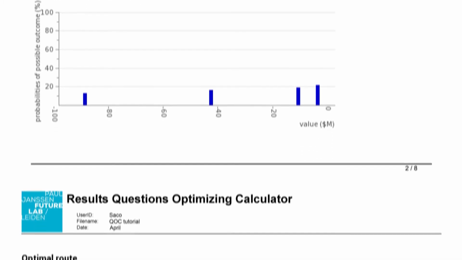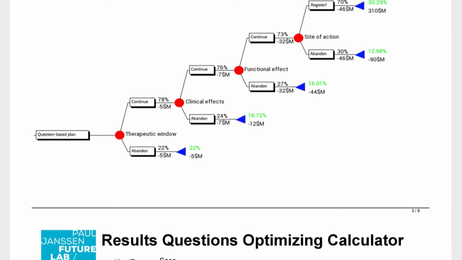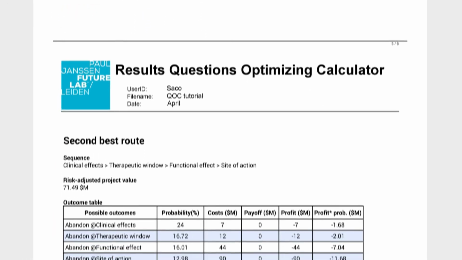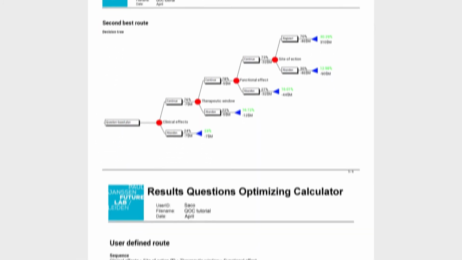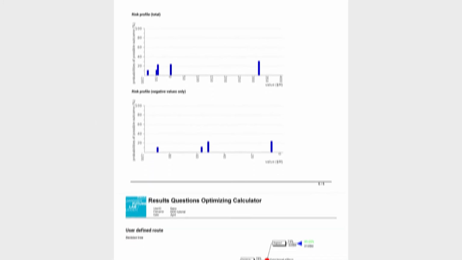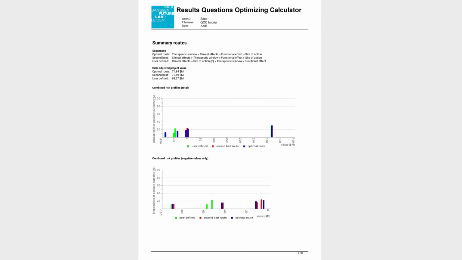The report continues with an optionally added decision tree, showing the optimal development path. Here you clearly see how, in every step of the sequence, there is a choice to be made. Do we continue or abandon development? And if so, what are the consequences? The numbers for each decision, of course, match the ones in the outcome table. If you chose to include the second best route and/or a user-defined route, these will follow in this report. The report is concluded with summarizing the key findings, allowing you to quickly compare multiple paths by looking at their sequences and risk-adjusted project values. These are then finally portrayed in a combined risk profile.